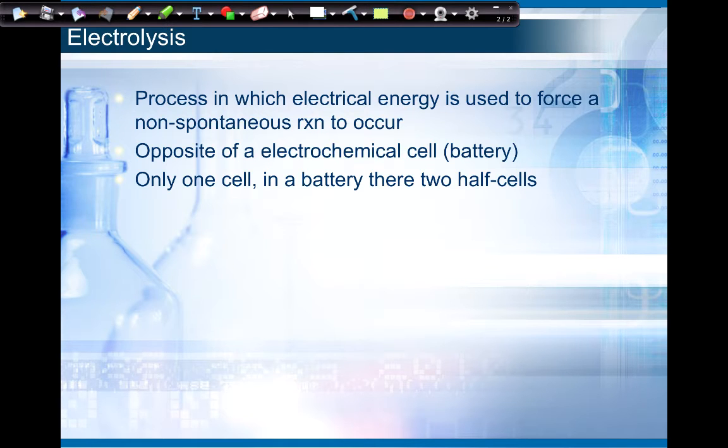So we're going to take two electrodes that will not have a spontaneous reaction, and we're going to force that reaction to happen by applying electric energy. So basically, we are going to add the power of a battery to make this reaction happen. One of the other differences between electrolysis and electrochemical cells is that there's only one cell. In electrochemical cells, you set up two half cells, but in electrolysis, you're just going to put everything into one cell.